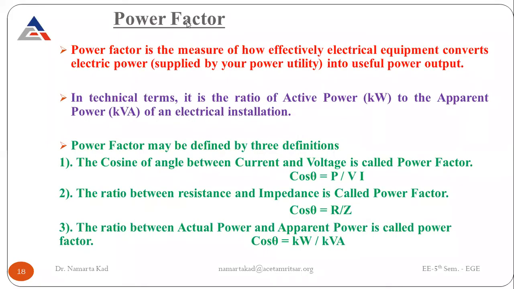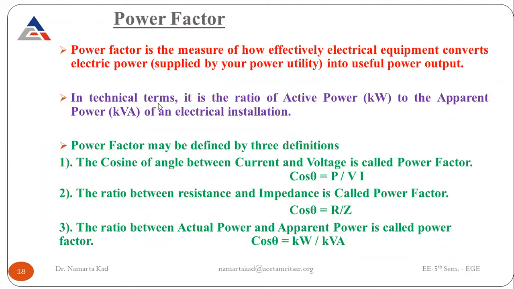Starting with the power factor, the basic definition. Power factor is the measure of how effectively electrical equipment converts the electric power supplied by our utility into useful power output. As we know, in the power triangle there are three different types of power: real power, reactive power, and apparent power. So what is the function of power factor? It tells how effectively the electrical equipment converts the available power into useful power output.